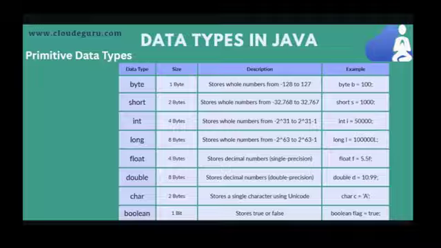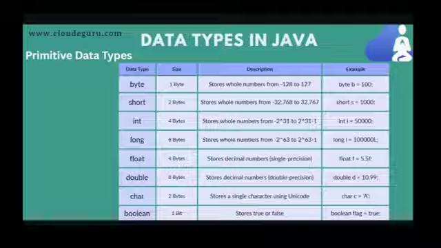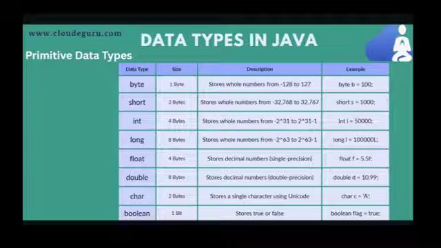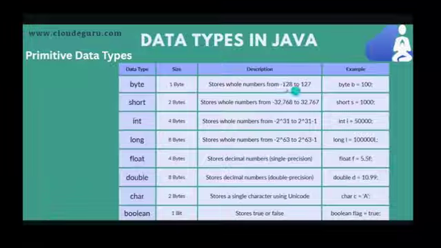So byte stores small whole numbers, in the range of minus 128 to 127. Those small whole numbers can be stored in byte, and its size is 1 byte. Okay, 1 byte means 8 bits. So inside 8 bits, if you fill each of the bits with 1, then the maximum number you can store is 127, and the minimum you can store is minus 128.